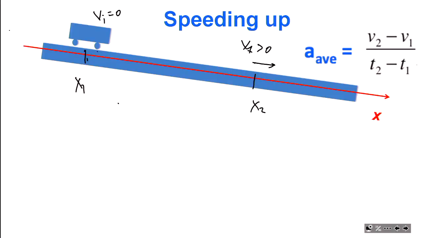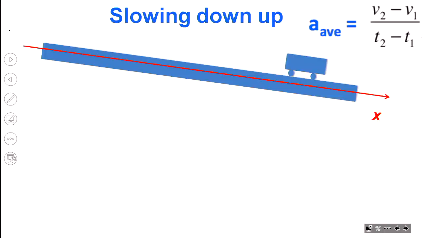So if we want to calculate average acceleration, it will be some positive number divided by, well, some time, positive. Acceleration also has a direction, and in this situation, it points in the same direction as x-axis, in the same direction as velocity. That's always the case when an object is speeding up, velocity and acceleration point in the same direction. Slowing down.